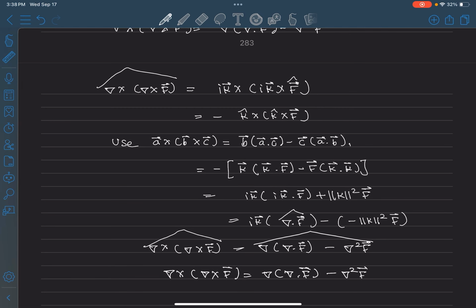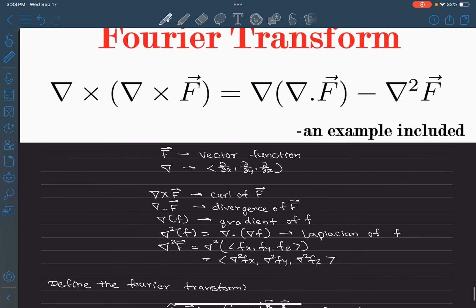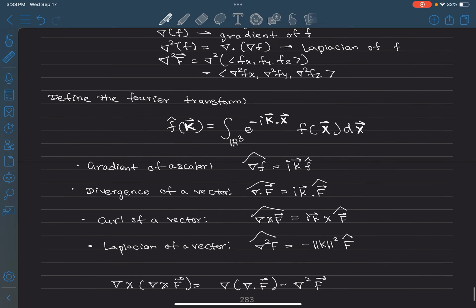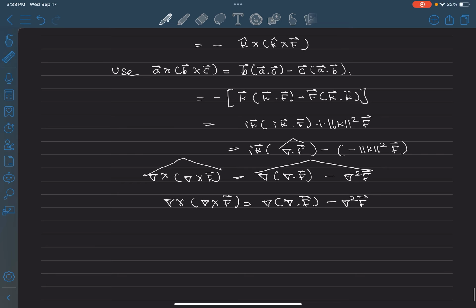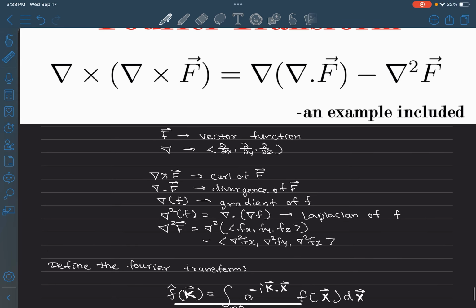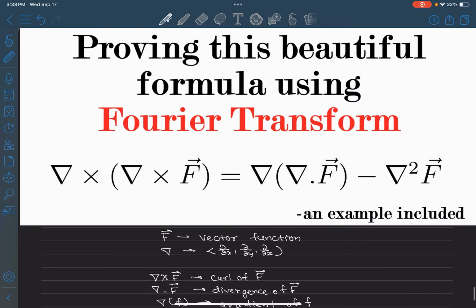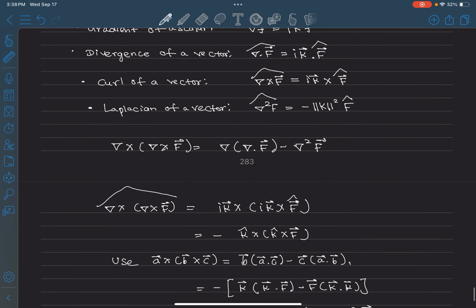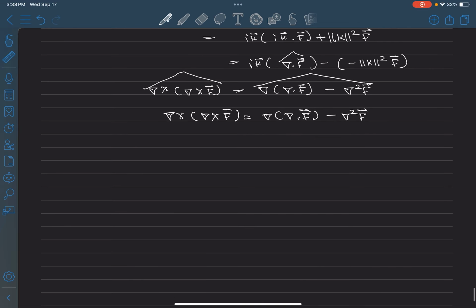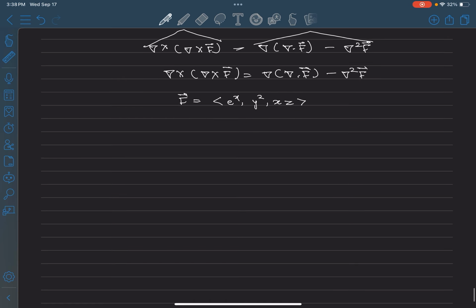So we just proved the statement that we wanted, right? We already proved this, but I also wanted to give an example so that it's more clear. So let's just do an example of this formula holding true, and we'll conclude the video. Let's say I take F vector as e to the power x, y squared, xz. Let's first find the left hand side, nabla cross nabla cross F vector.